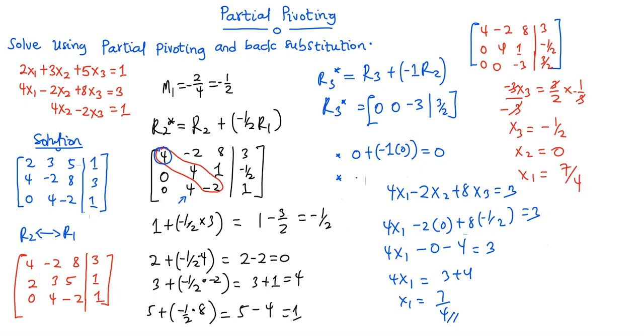This is how to use partial pivoting and then back substitution to solve a system of linear equations.